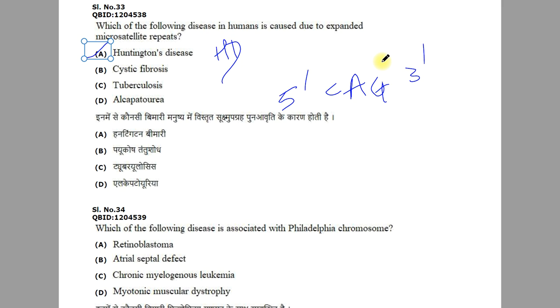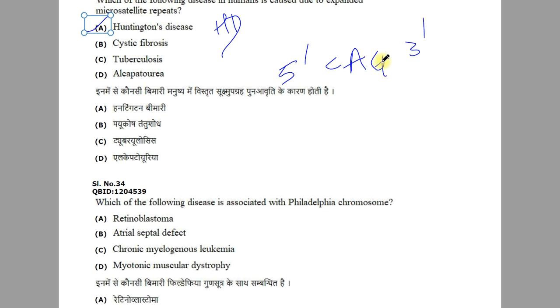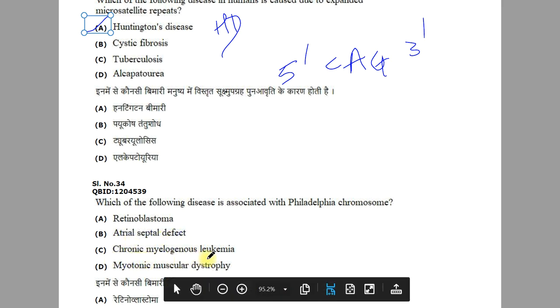So now question number 34. Which of the following diseases is associated with the Philadelphia chromosome? The options are A, retinoblastoma, B, atrial septal defect, C, chronic myelogenous leukemia, D, myotonic muscular dystrophy. Now here option C, chronic myelogenous leukemia, is correct.